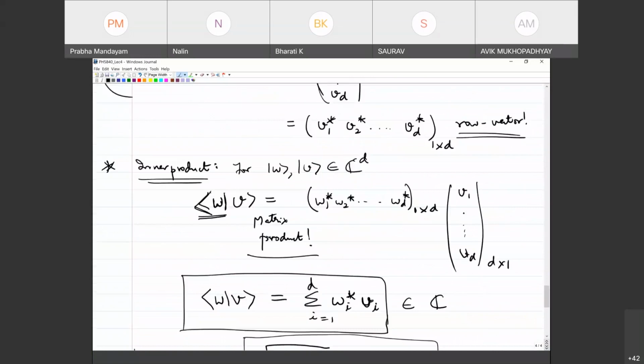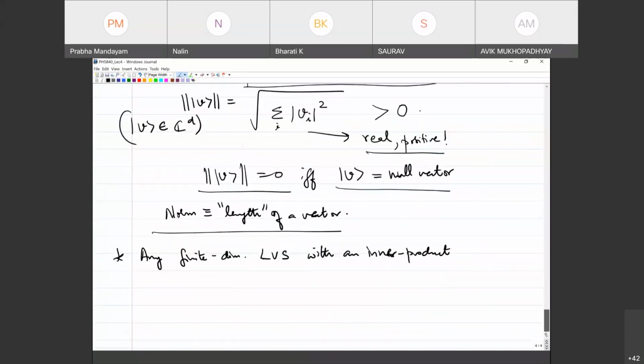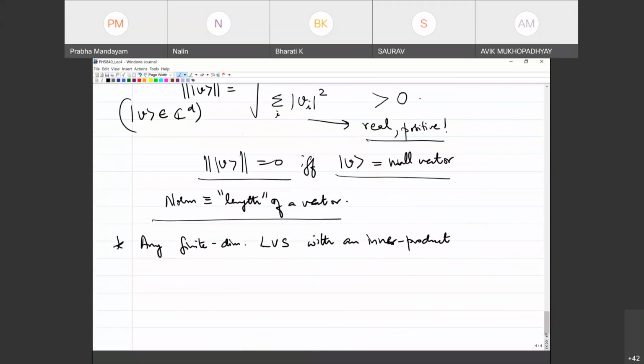But now what if I have the space of matrices? Remember I said the space of 2 cross 2 matrices is a complex linear vector space. What is the inner product for that space? That's something that needs a bit of thinking. We'll come to that in subsequent lectures. We'll define the inner product for that space also. I just want to reiterate that any finite dimensional linear vector space with an inner product is a Hilbert space.